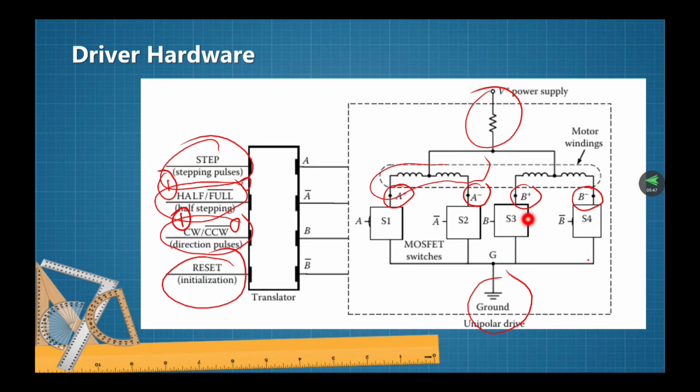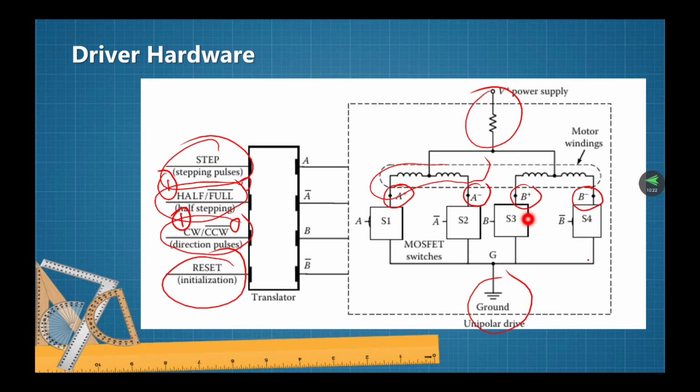The current flows in one direction through the phase winding. And when the two transistors marked B are on, the current flows in the opposite direction through the same phase winding. What is shown is an H-bridge circuit.